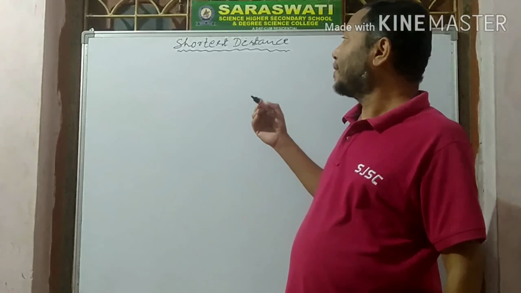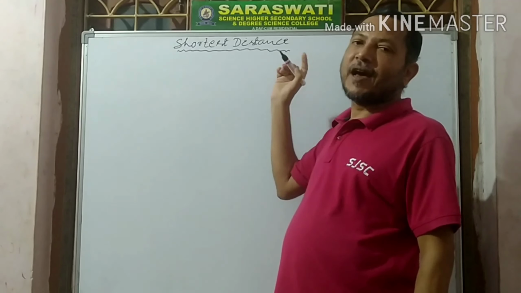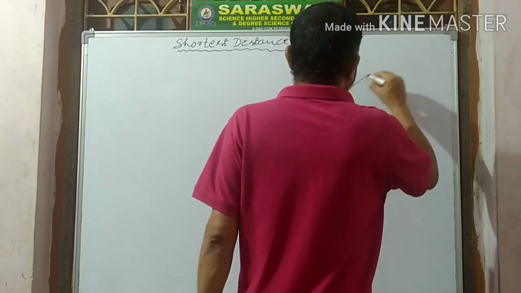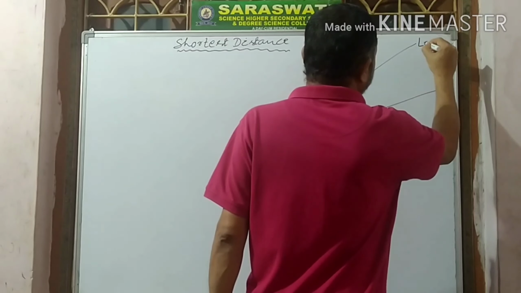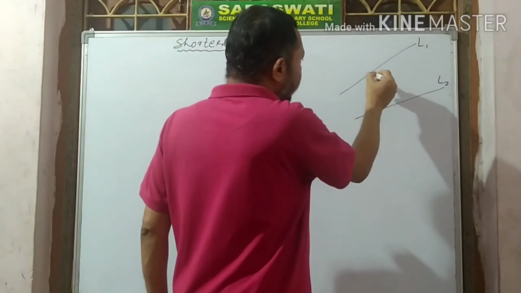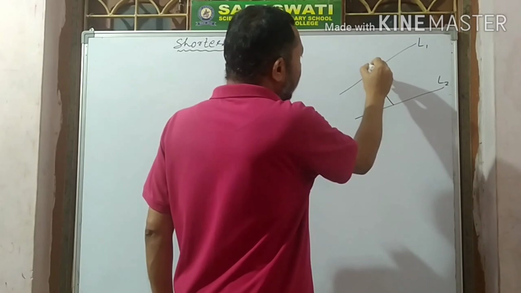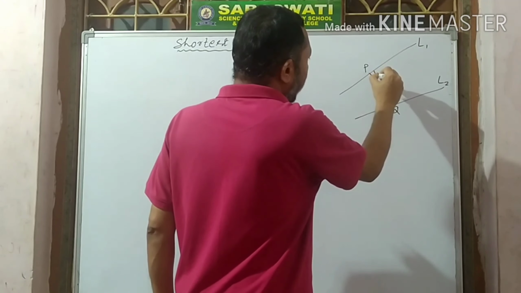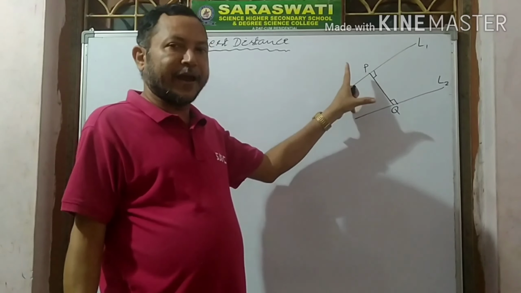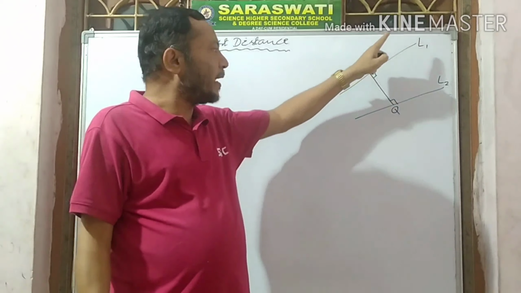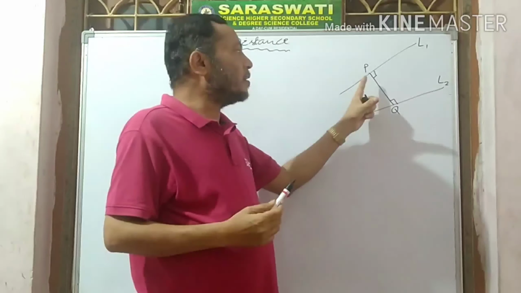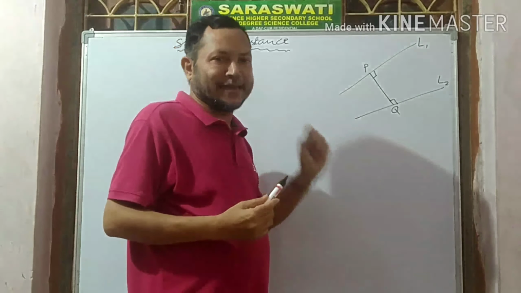Dear students, today we shall discuss shortest distance between two lines. Two lines are there, you see, L1 and L2. L1 and L2 are two lines. Then the shortest distance between them is the length of the line PQ, which is perpendicular to both the lines. PQ is a line segment which is perpendicular to both L1 and L2. Then the length of this line PQ is called the shortest distance between two lines.